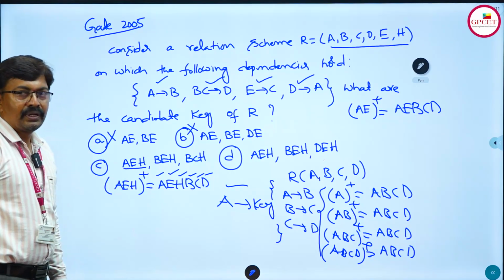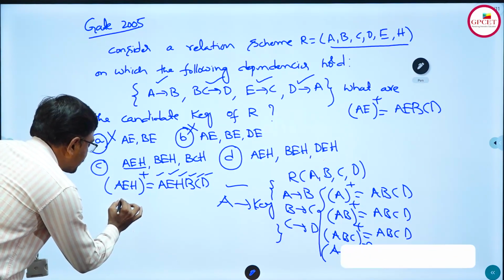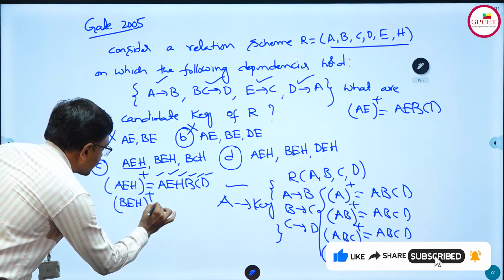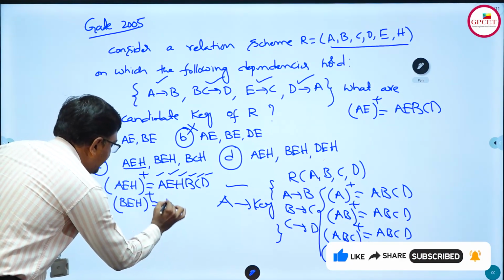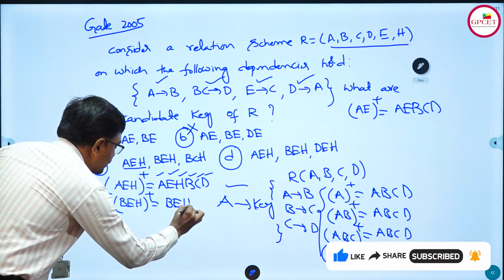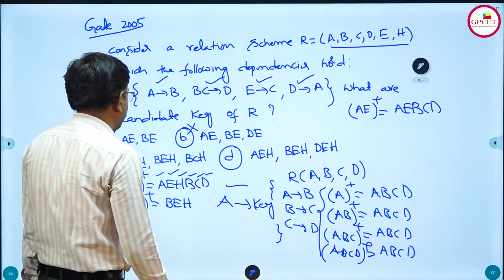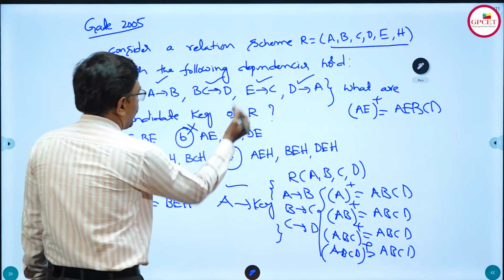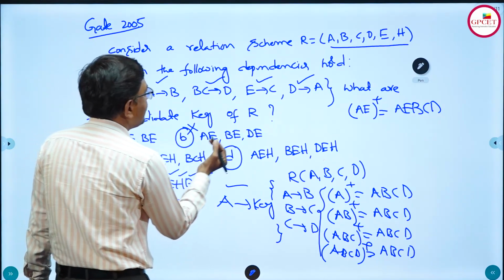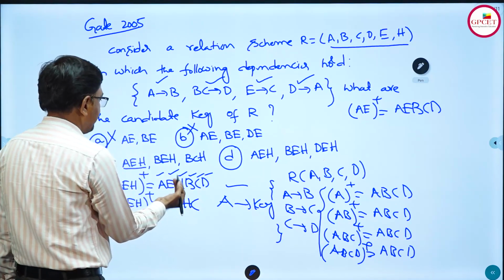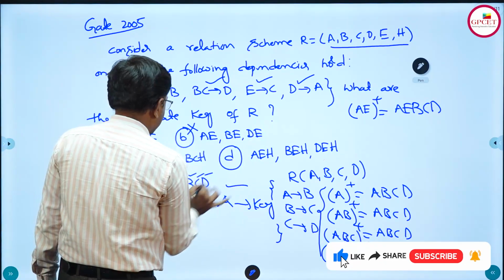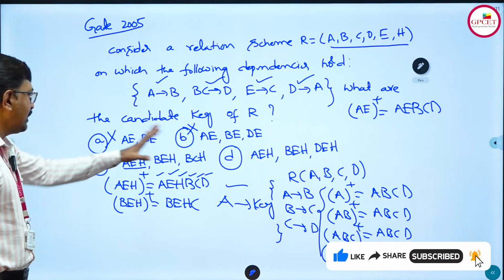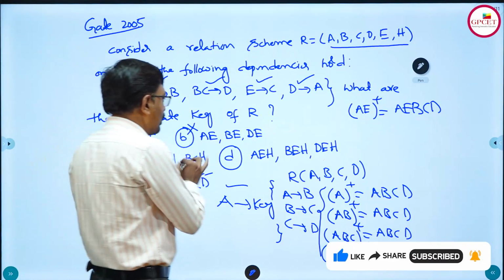AEH is okay. And what about the next, BH? That is the BEH closure. What is B? B. E derives what? C. And what is the next one? D, there is no D here. That's why this is not the correct answer. A is not correct, B is not correct, C is not correct. And what about the third?